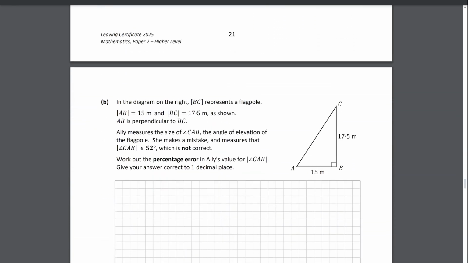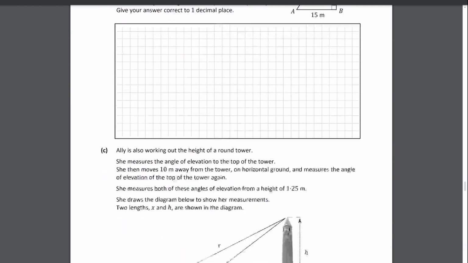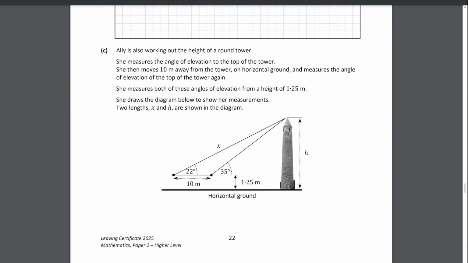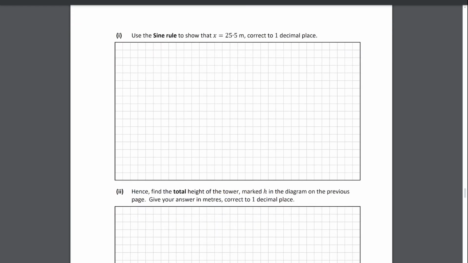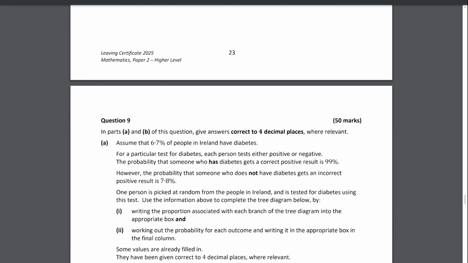And then percentage error. So commonly associated with the trapezoidal rule, so you should have experience dealing with percentage errors. And then finding heights of a round tower with certain measurements using the sine rule. That's again all fairly standard trig.